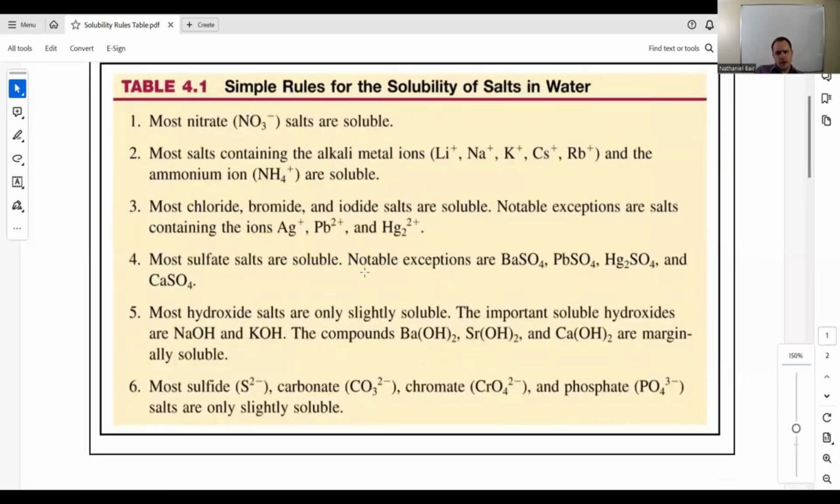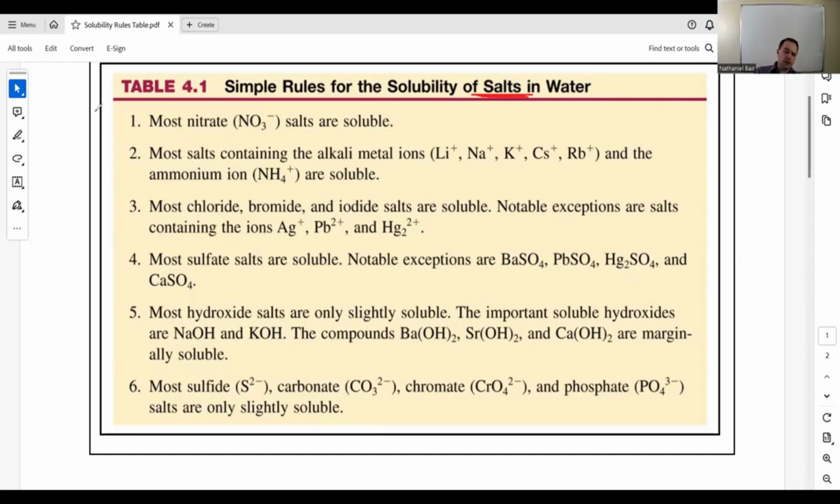Anyway, this table is how we determine whether or not a substance is going to dissolve in water, whether or not a salt, an ionic compound. Salt is a synonym for ionic compound, metal, nonmetal. This is how we determine whether or not a salt's going to dissolve in water. So these are the simple solubility rules for that. And we are going to add some things.